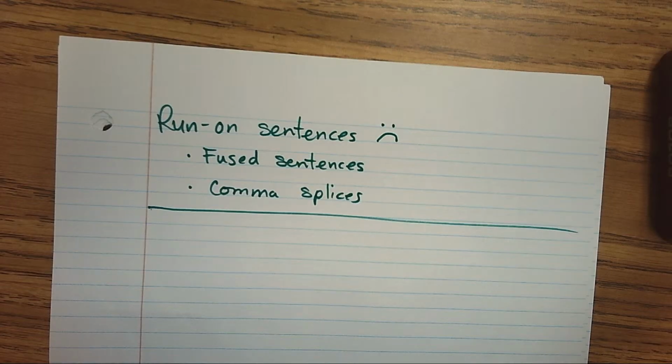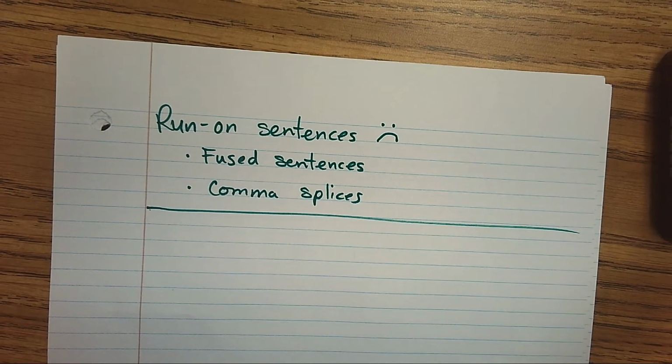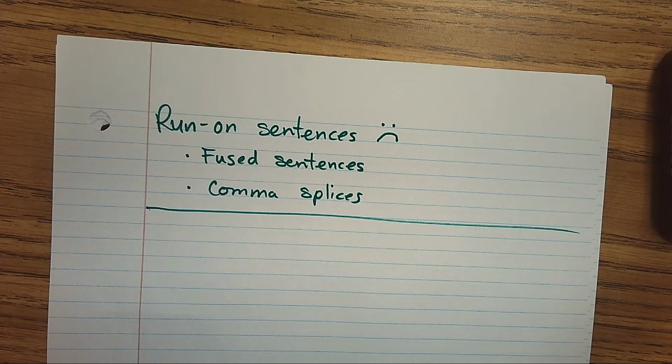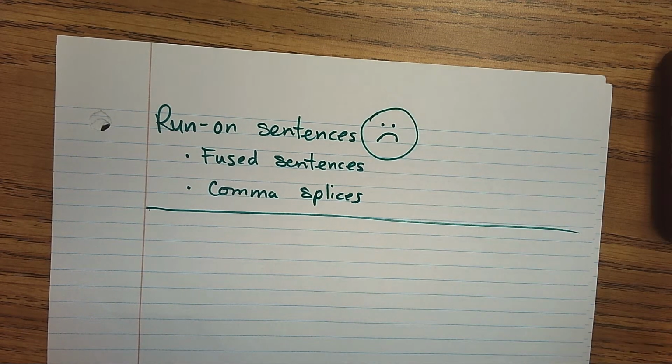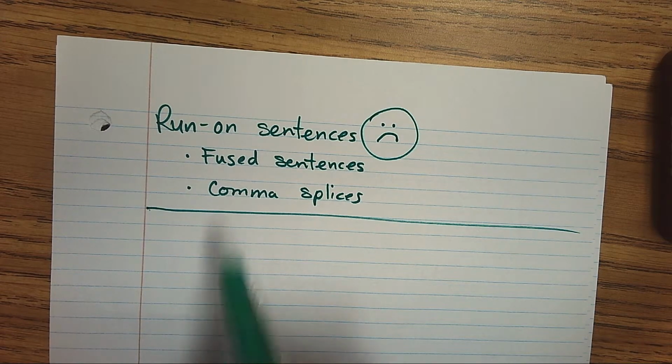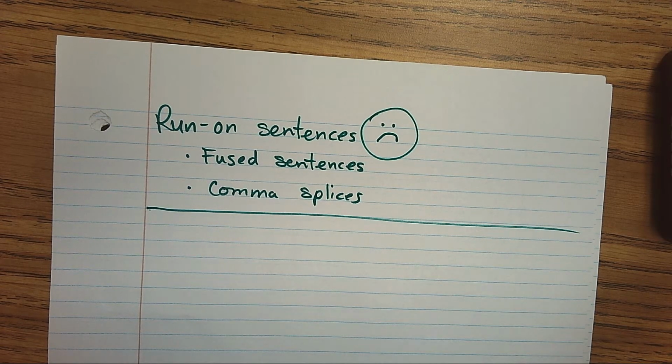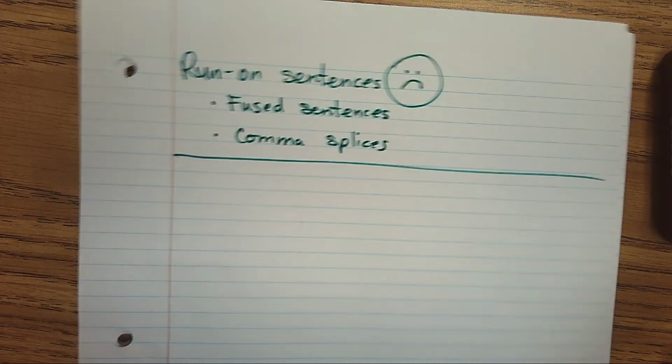Alright, run-on sentences is the topic of this video. Basically, we have two types of run-on sentences: fused sentences and comma splices. Both are bad. Fused sentences are basically two sentences put into one with nothing in between, not correctly punctuating them, not using punctuation actually. A comma splice is also two sentences put into one, but just putting a comma between them. And you can't just do that either.